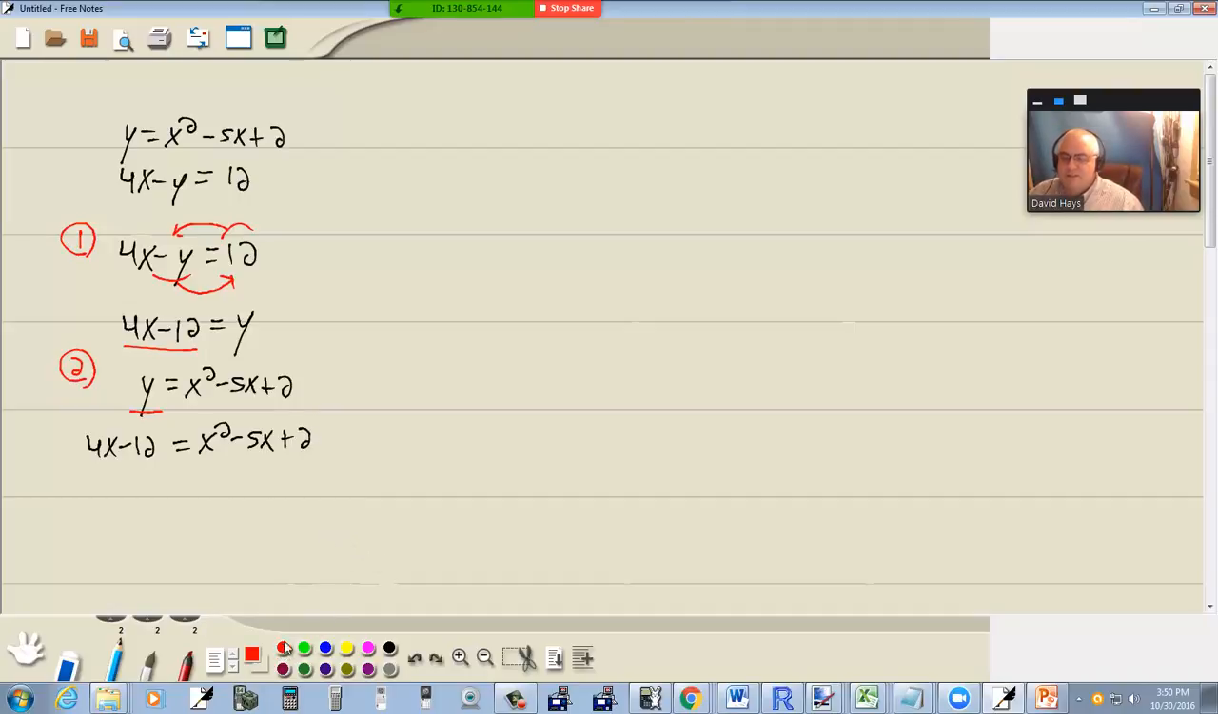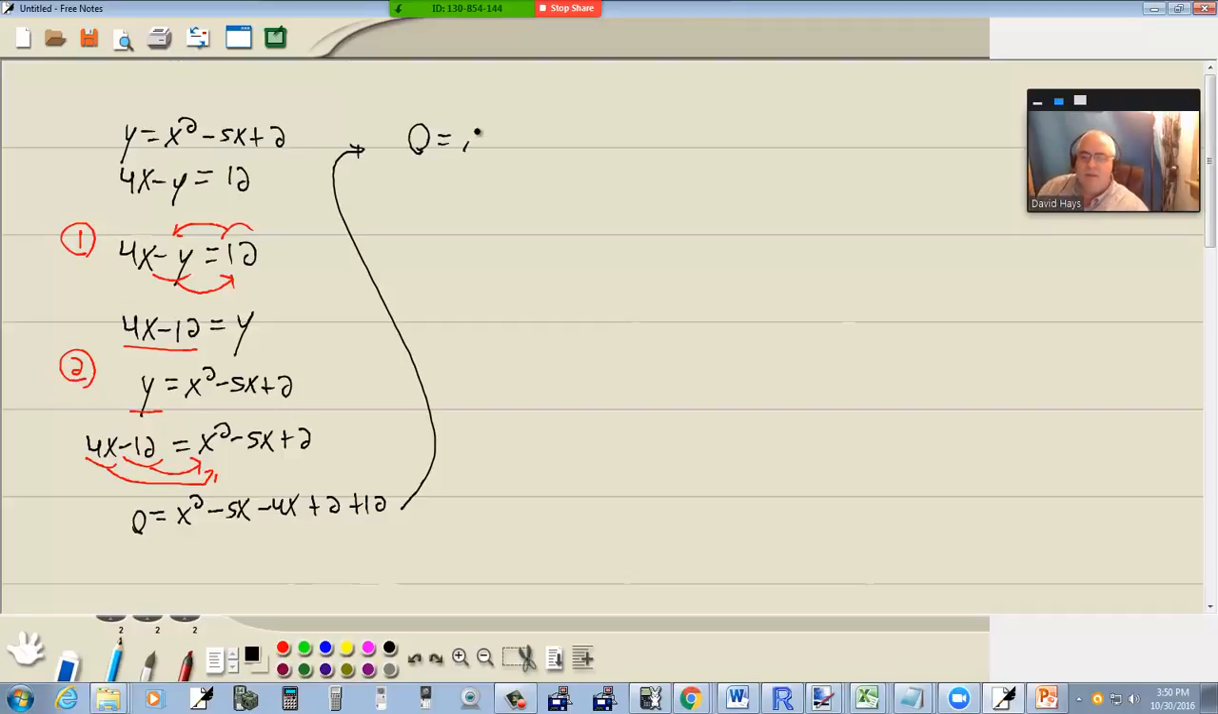Now to solve this, this is a quadratic. We got an x squared, so we want to get everything over one side and 0 on the other. So take negative 12 over, take the 4x over. So we get x squared minus 5x minus 4x plus 2 plus 12. This gives us x squared minus 9x plus 14. Now this will factor using the PSD. So factors is x minus 2 times x minus 7.